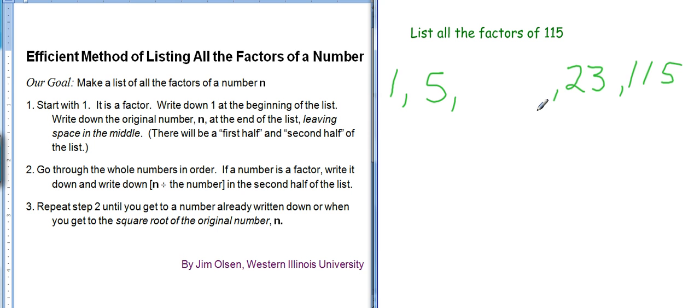Then I continue with the whole numbers. 6 is not a divisor. 7 is not a divisor. 8, 9, 10, 11 is not a divisor, and I need to know when to stop because this is an efficient method. I can stop when I get to the square root of the original number. Now I don't know the exact square root of 115, but I do know that 10 times 10 is 100, and 11 times 11 is 121. So the square root of 121 is 11. So I know the square root of 115 is a little bit less than 11, so I can stop.